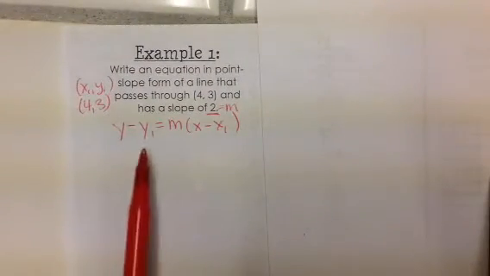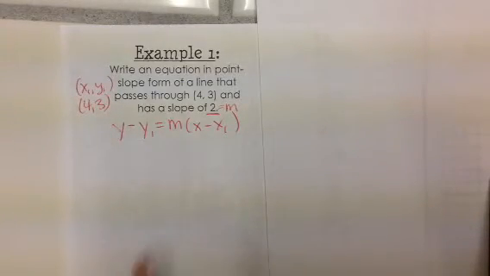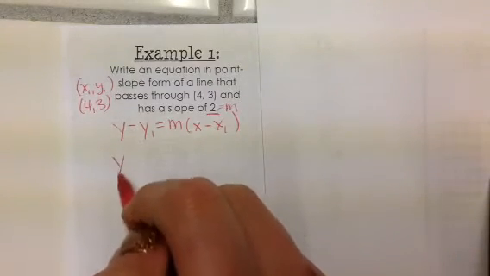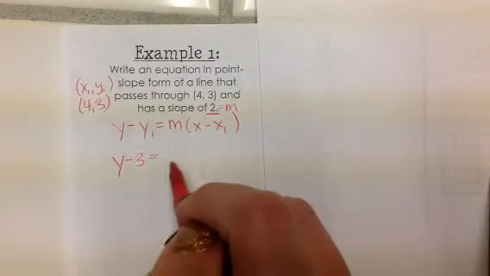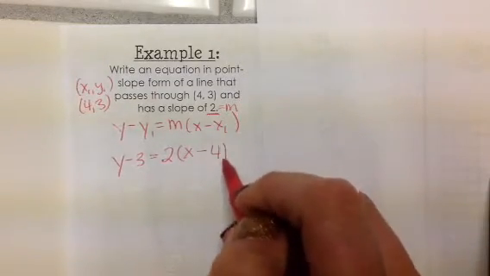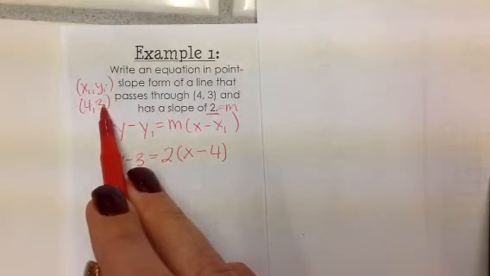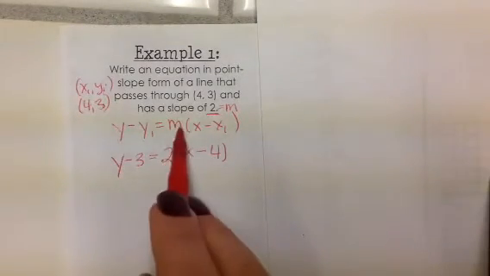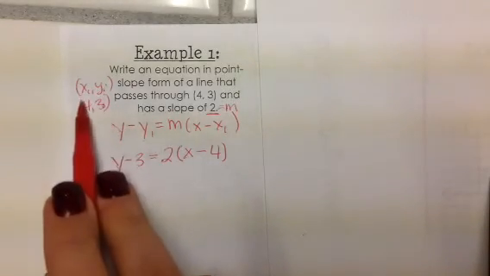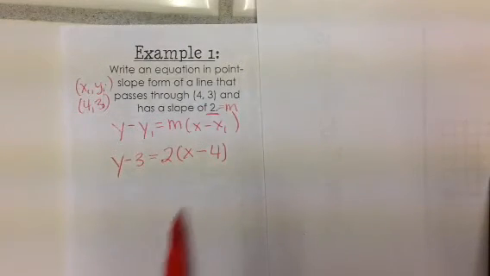So we are going to plug this 4 in for x1 and 3 in for y1. So we can rewrite our equation now as y minus 3 equals 2 times x minus 4. Again, this 3 is the y value of the coordinate point that the line passes through. M is the slope, which is 2. And x1 is the x value of our coordinate point that the line passes through.